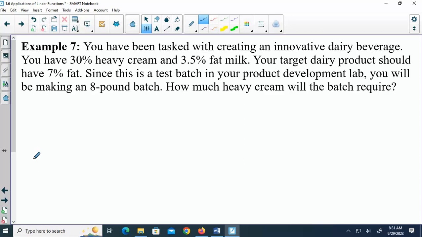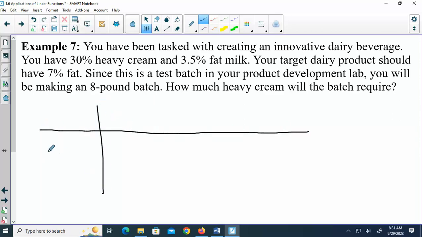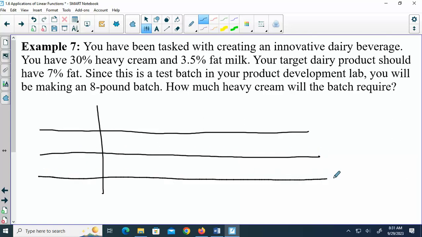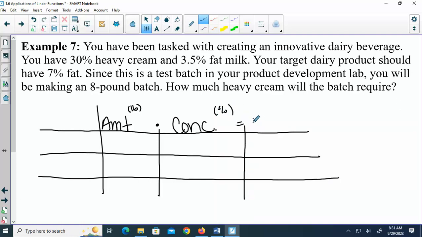Definitely. So what should I do? Make a chart. That'll help us organize everything because there's a whole lot of information here. Okay, so my columns are my formula, my amount. What is my amount measured in this time? Pound. So my amount is my pounds this time. Times the concentration, which is always a percent. And that should equal the amount here.